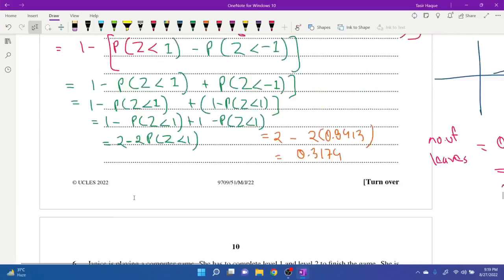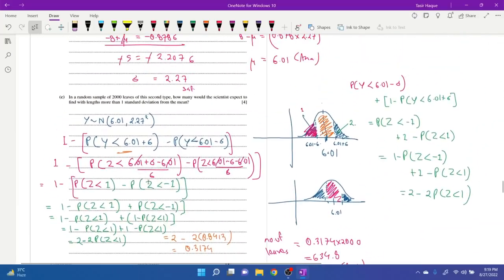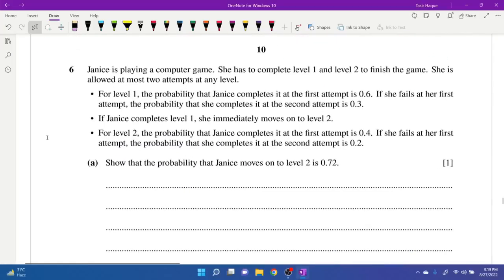Janice is playing. Okay, so you could opt for both ways if you wanted. Okay, both work. The one on the left is just a bit more complicated.